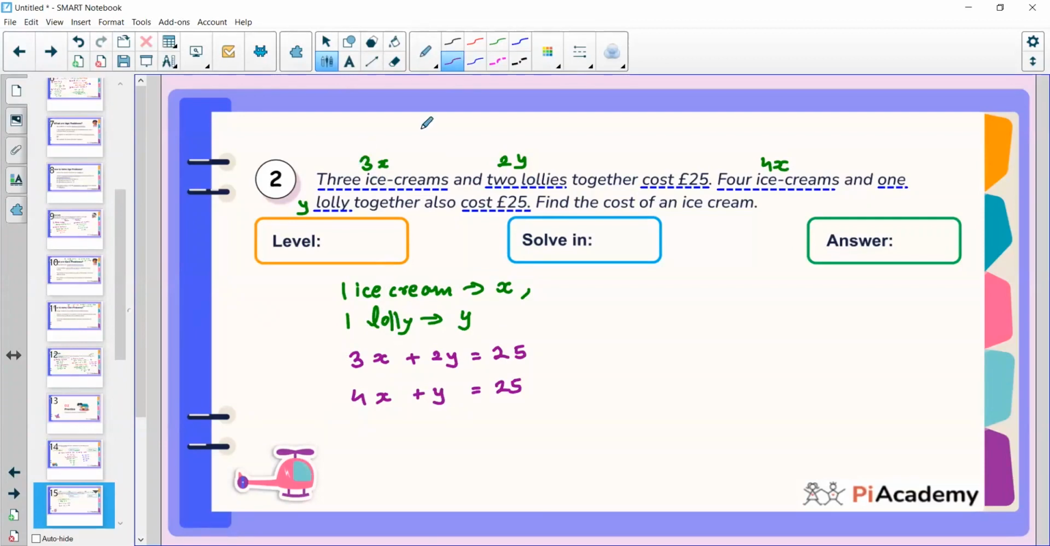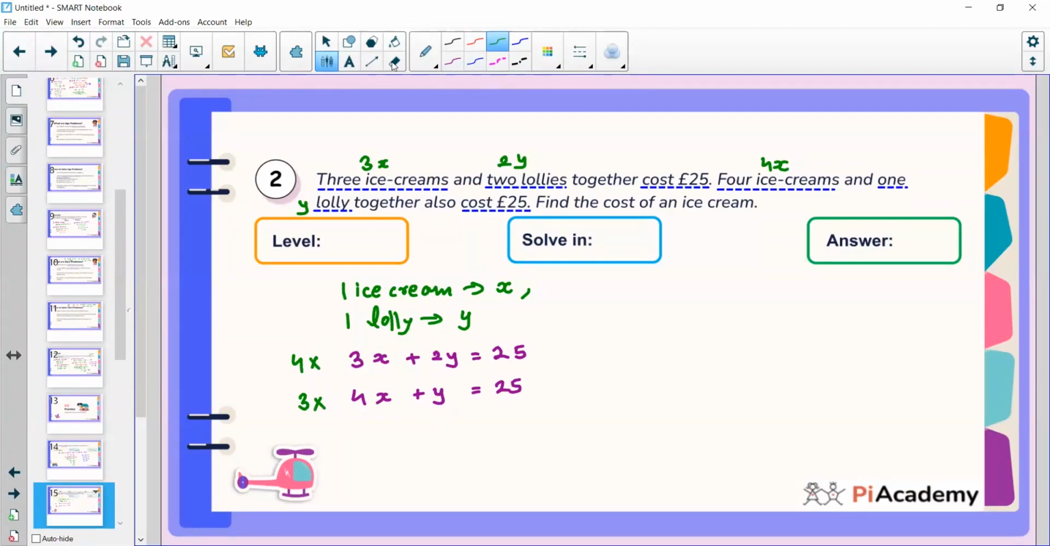So over here we got the two equations. One is 3x and 2y, the total cost is 25. And again 4 ice creams and 1 lolly, the total cost is 25. Now let's check the coefficients. Here the x is pretty tricky. In order to make the coefficient of x the same, you might need to multiply the first equation by 4 and the second equation by 3.